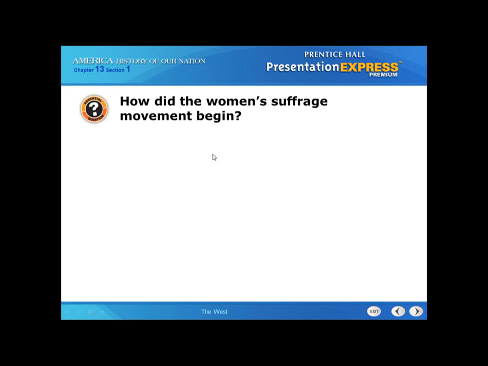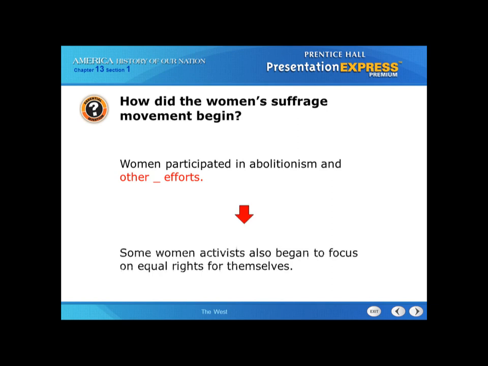How did the women's suffrage movement begin? Women participated in abolitionism and other reform efforts. So there's a lot going on in the country with African Americans, Native Americans, women. There's a lot of talk and discussion about the rights of people. Some women activists also began to focus on equal rights for themselves. So not just the rights of African Americans, but also rights for women.